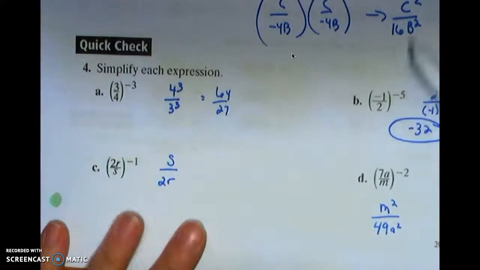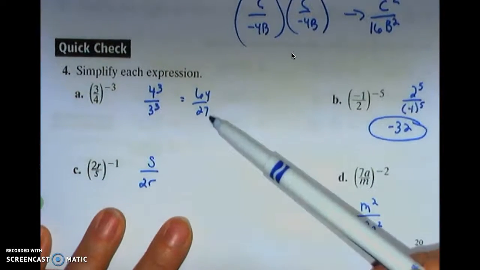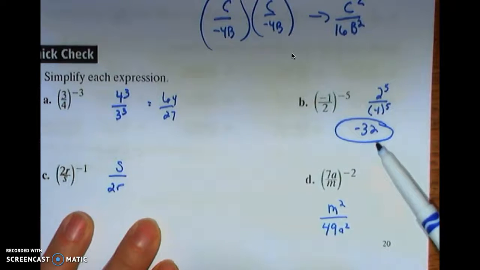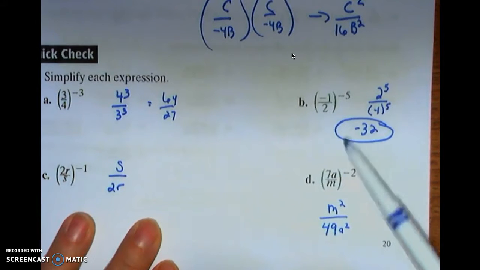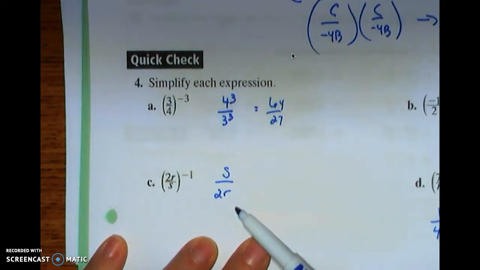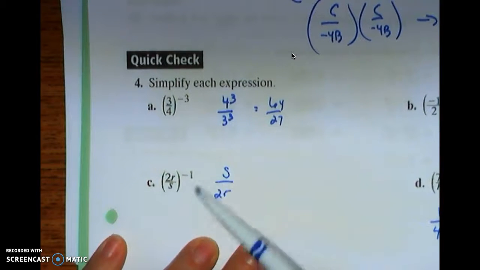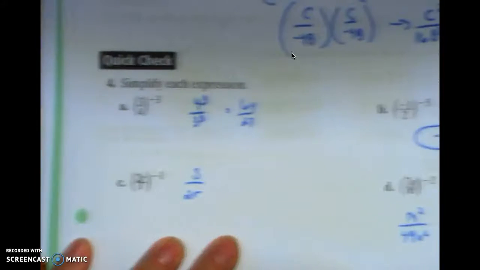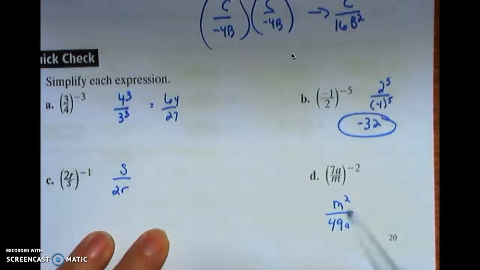So our quick check, we've got 64/27, negative 32. It's really important. It's a negative there. S over 2R. See how it just flipped everything over with that negative 1? Kind of cool. And then the negative 2 here, we have m squared over 49a squared.